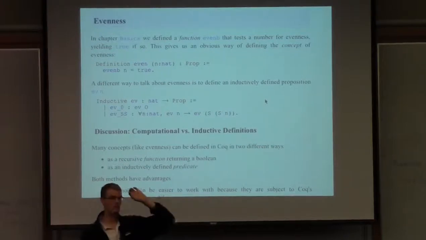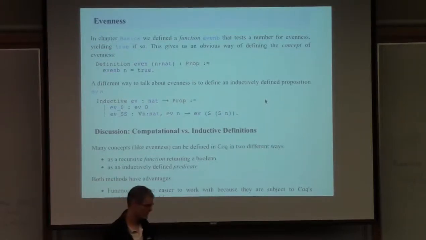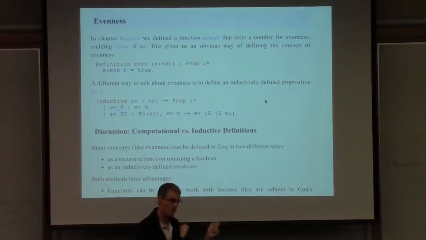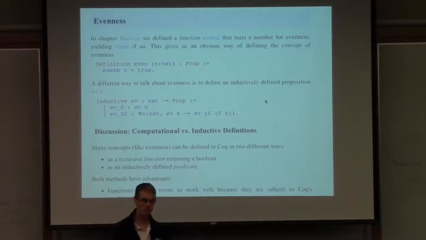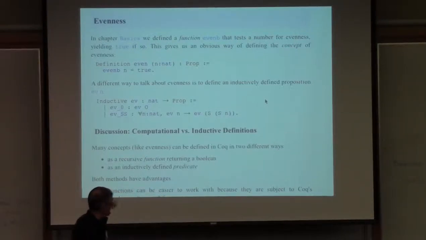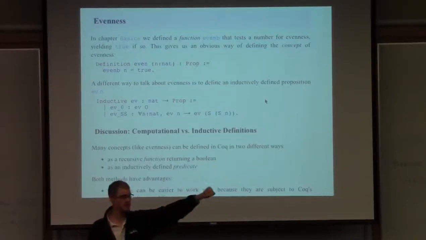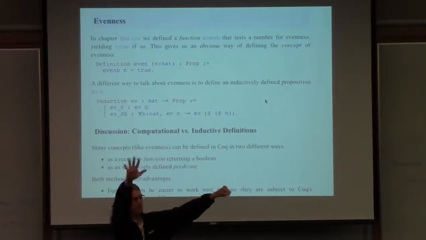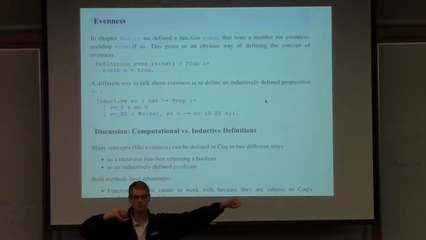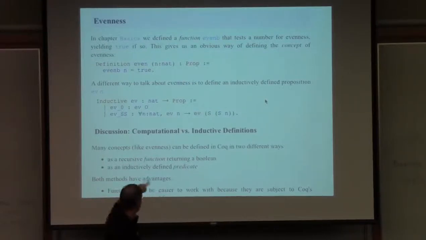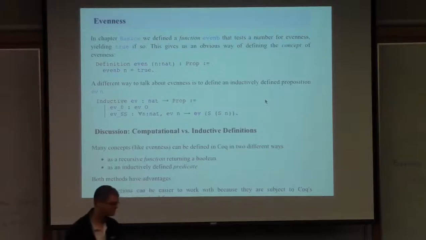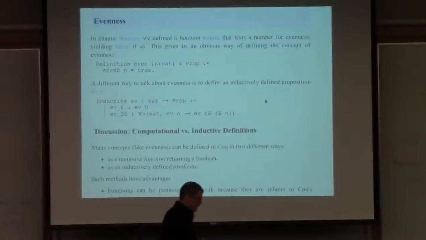Now we can define the property, that is the parameterized proposition, the family of propositions, that says a number is even. I'm defining the concept even by that test returns true. Or I can define it directly as an inductively defined proposition. Right, so we have all 3 of those things. Which is better?